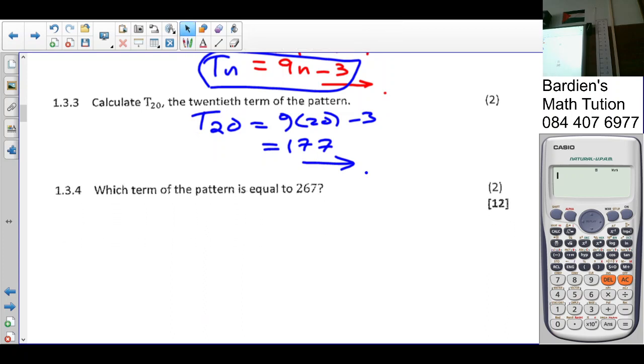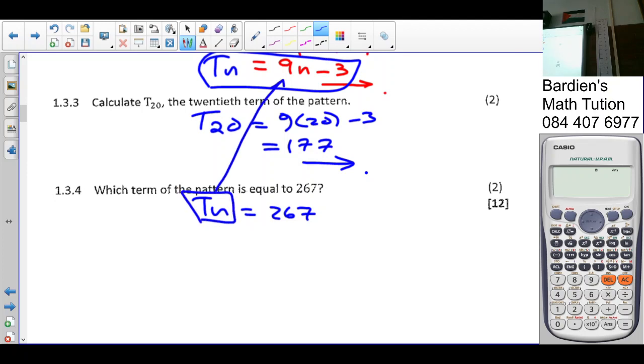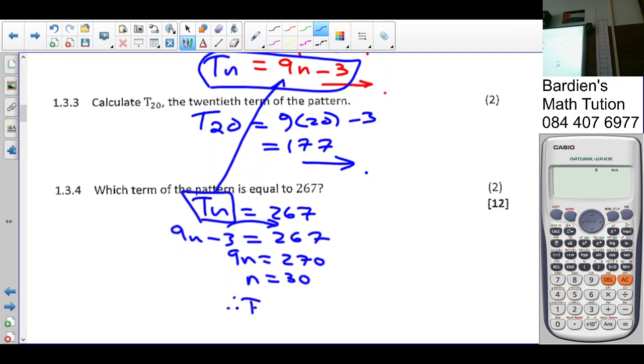Right. Which term of the pattern is equal to 267? So the nth term is 267. So which means to say if I carry on with the sequence, there will be a term that is equal to 267. So Tn is what? 9n minus 3 is equal to 267. Take the 3 over. 9n is equal to 270. Divide by 9. So it's going to give you 30. Therefore, T30, the 30th term, is 267. Any confusion here? No? Not yet.